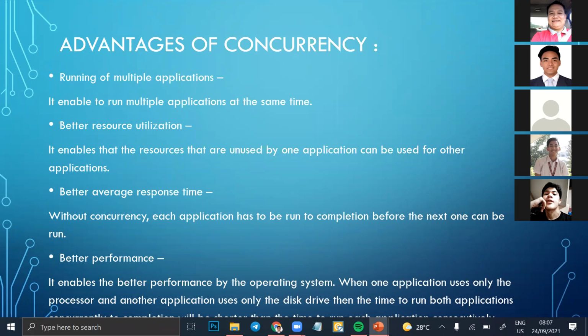The next one is better average response time. Without concurrency, each application has to be run to completion before the next one can be run.